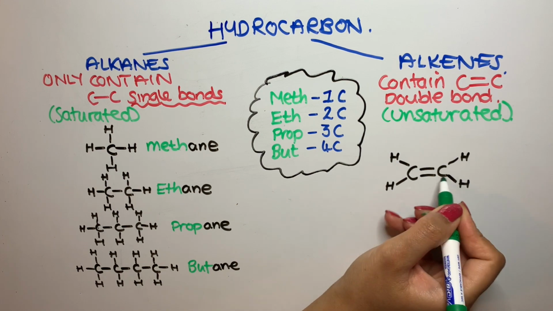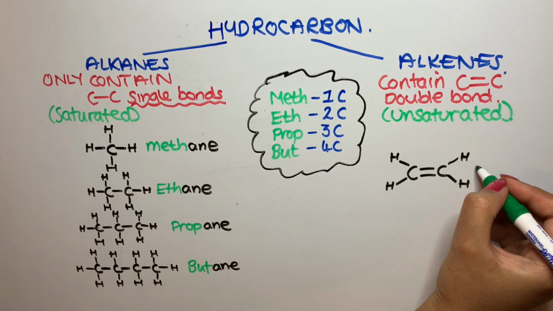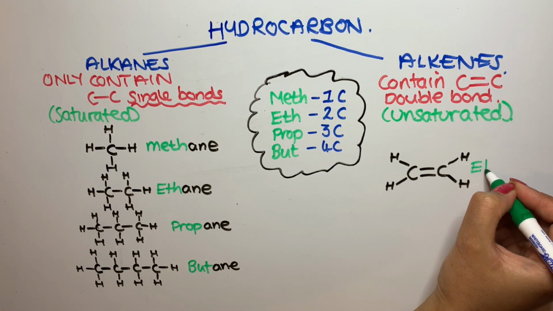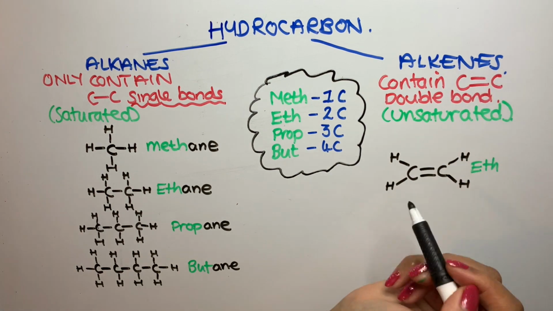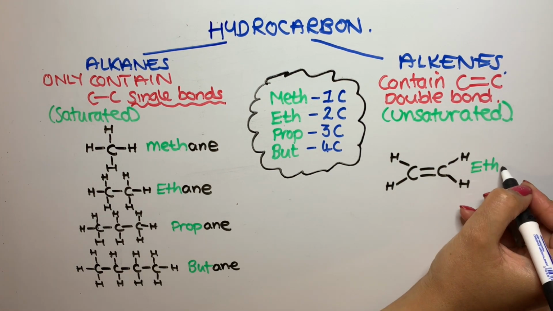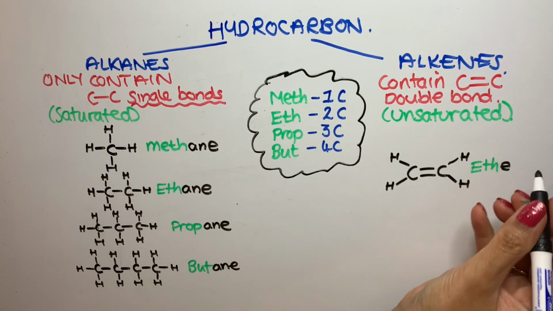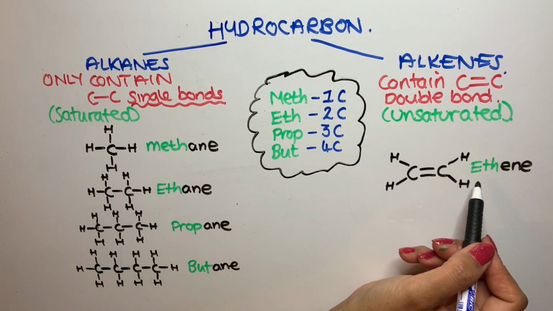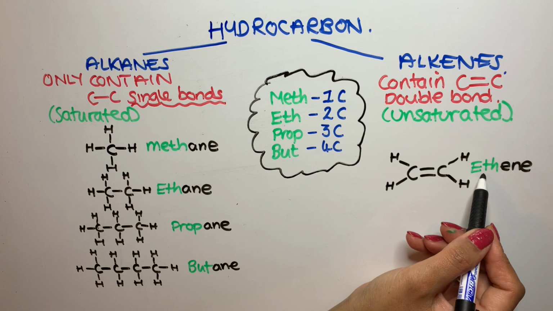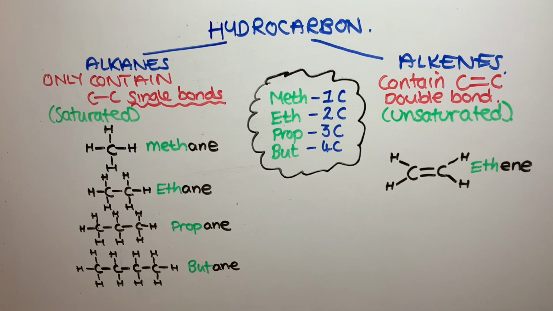Now if we look at the naming, it is exactly the same. I've got 2 carbon atoms, so the first part of the name will be eth-, but this time we have an alkene, and -ene means there's a double bond in there. So this now, instead of being ethane like the alkanes with the single bonds, is now called ethene. So this means we have a hydrocarbon molecule with 2 carbon atoms, and because it's an alkene, we have a double bond.